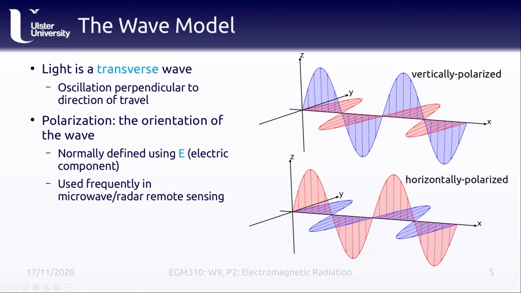And just as a side note, the fact that electromagnetic waves have a polarization is used frequently in microwave or radar remote sensing. Because of this, we can actually construct filters that will only allow through light at a specified polarization. This is especially useful for radar remote sensing, where the polarization of the radar signal partly determines what we actually see with the signal. We can also use this to create glare-reducing polarized sunglasses.